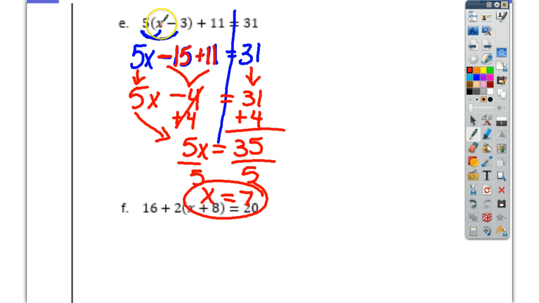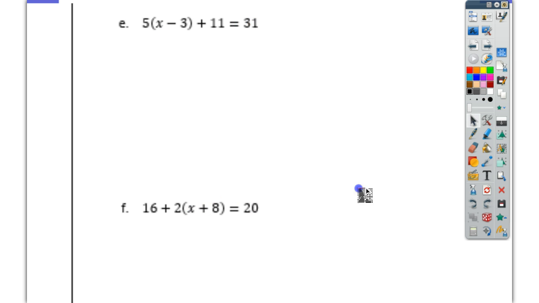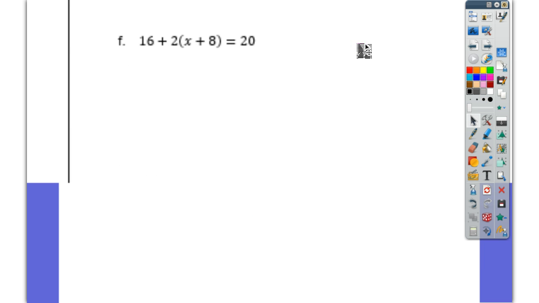If I go up here, 7 minus 3 is 4. 5 times 4 is 20. 20 plus 11 is 31. Letter F.